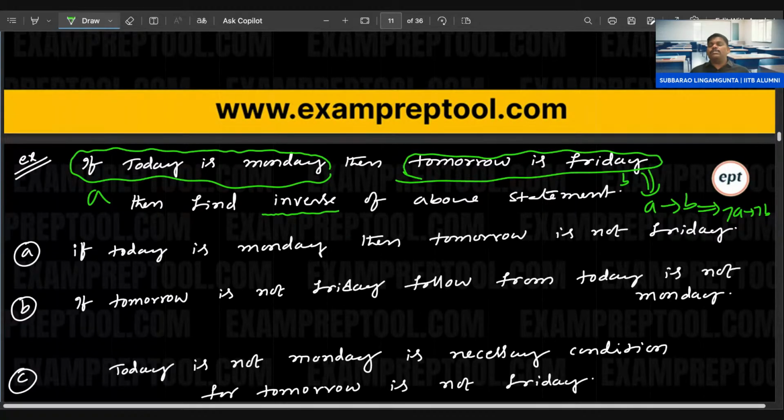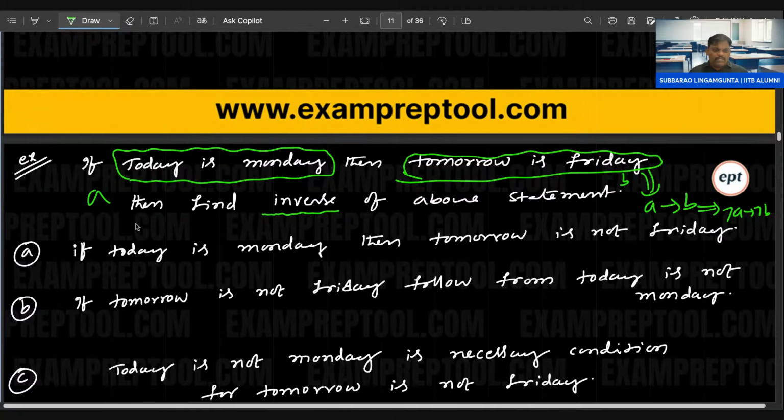A implies B. What is the inverse? Inverse means just keeping negation. So negation A implies negation B. Remember, A is today is Monday, and B is tomorrow is Friday. A implies B, so the inverse is going to be negation A implies negation B.